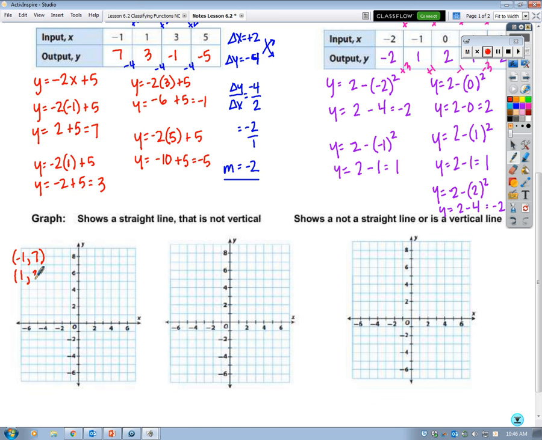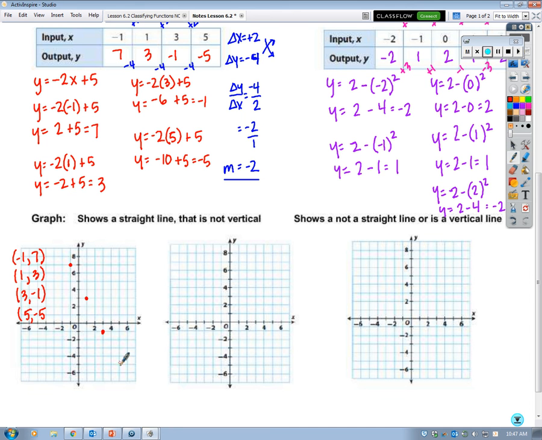Then I've got 1 and 3, 3 and negative 1, and 5 and negative 5. Okay, so my first point here is negative 1 on the x and 7 on the y. And I've got +1 and +3. Then I've got +3 and -1. And then I've got 5 and -5.